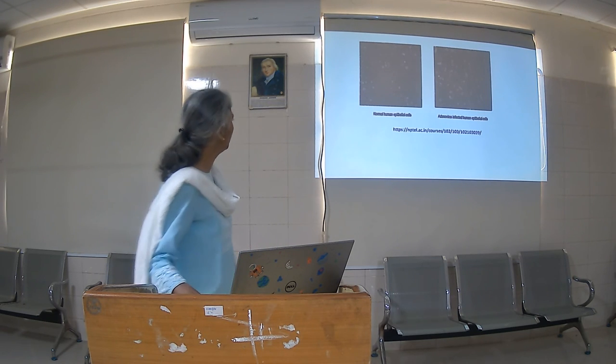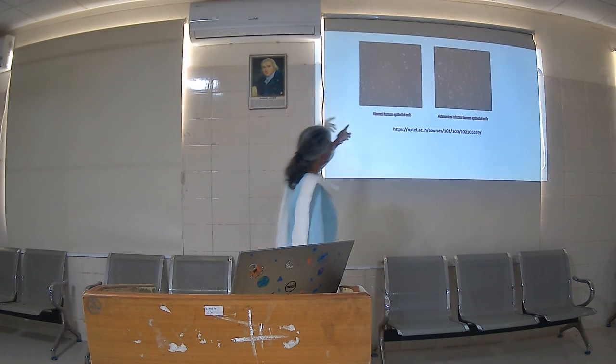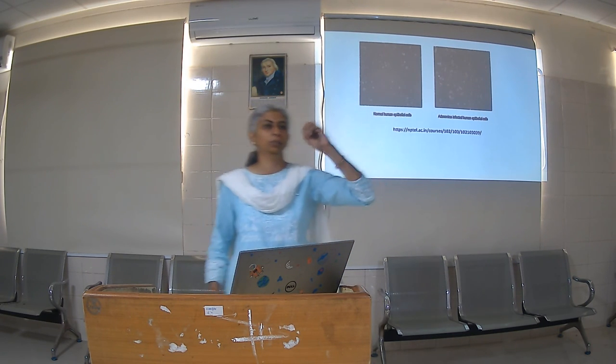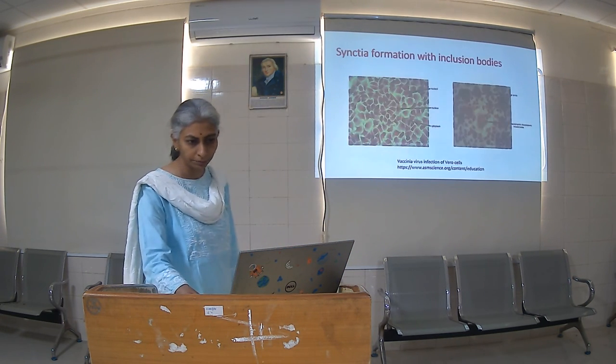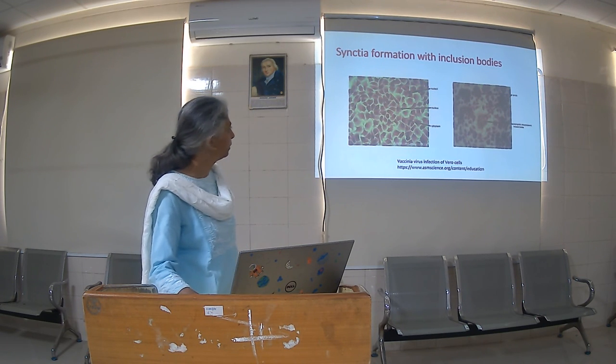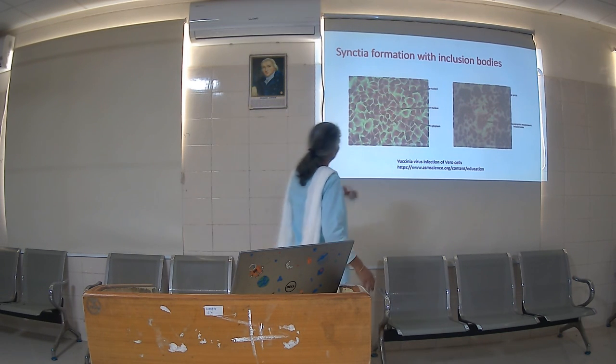Now I'll see if I can find some other. So this is a normal human epithelial cell line. Again, that is adenovirus. These are whole cells. The morphology changes with the virus infection. So this is an example of virus infection, vaccinia infection. So these are all cells.